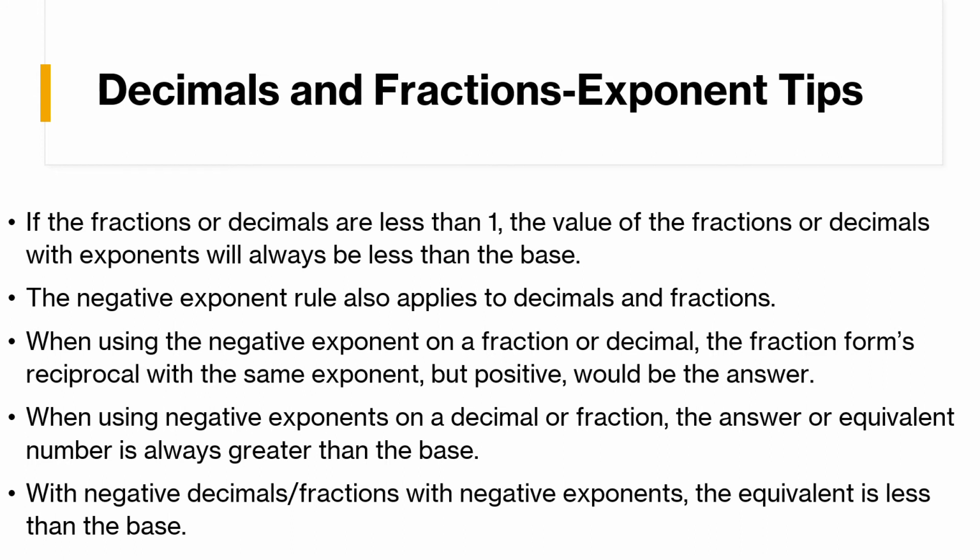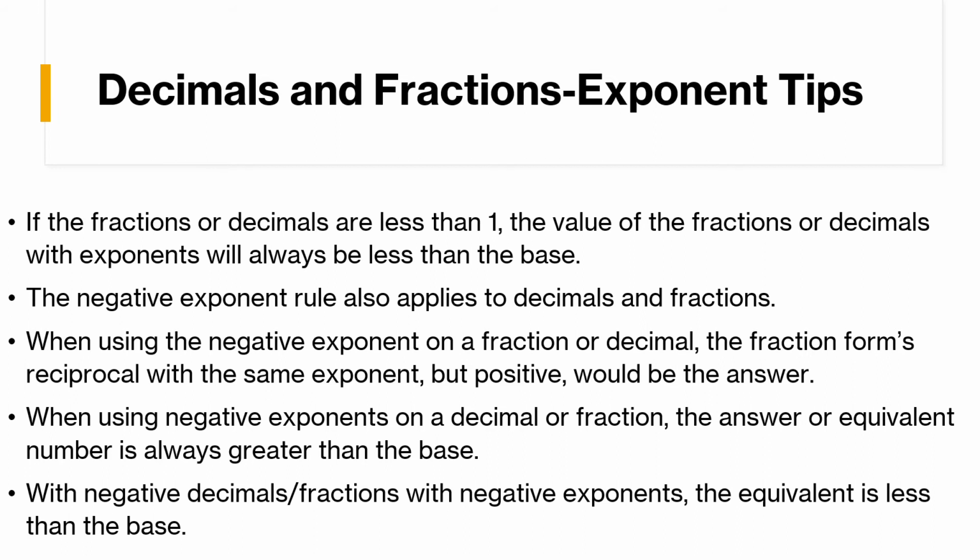The negative exponent rule also always applies to decimals and fractions. When using a negative exponent on a fraction or decimal, the fraction forms a reciprocal with the same exponent but positive, and that would be the answer. For example, if I had 1/2 to the power of negative 2, I would convert it back to 1/2 to the power of 2, which would be 1/4, and the reciprocal of 1/4 is 4.